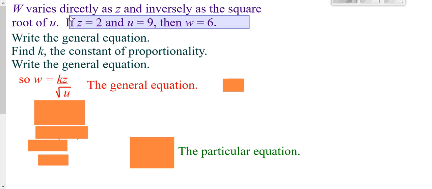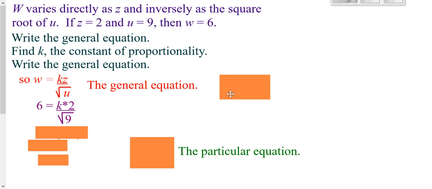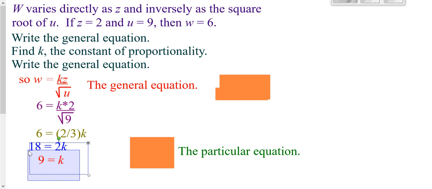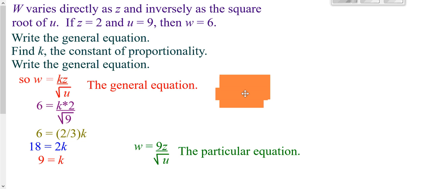Now I'm going to go ahead and take this information, plug it in for z, u, and w. Now I can go ahead and solve this. I know the square root of 9 is 3, so it's really just a 2/3 k on the right. Then I can get rid of that 2/3 by dividing by 2/3 or multiplying by the reciprocal of 3/2, and I get k to be 9. So now I want to take this value of k right here and plug it in right here, and this is referred to as my particular equation. Now, sometimes they'll give you other information in which they want you to find, say, w or z given certain things. But in this case, they didn't.